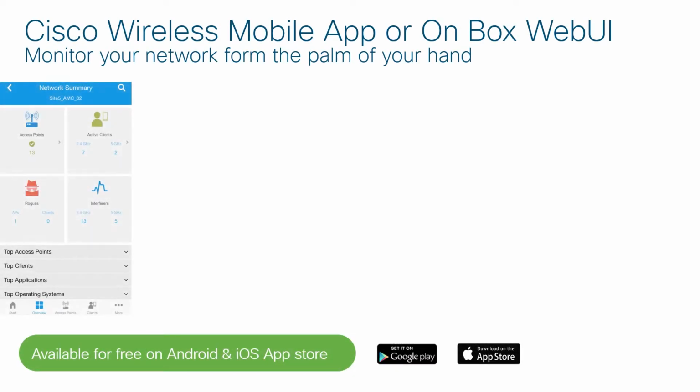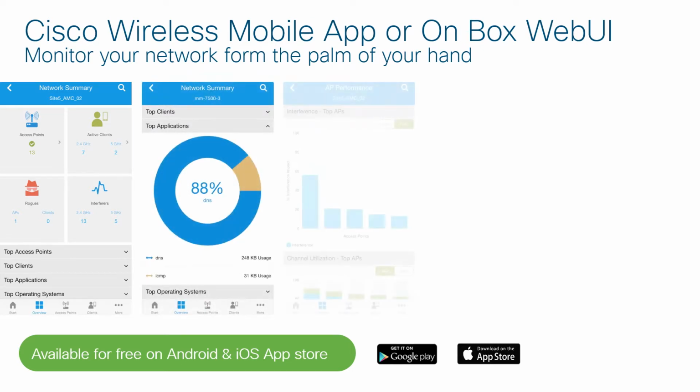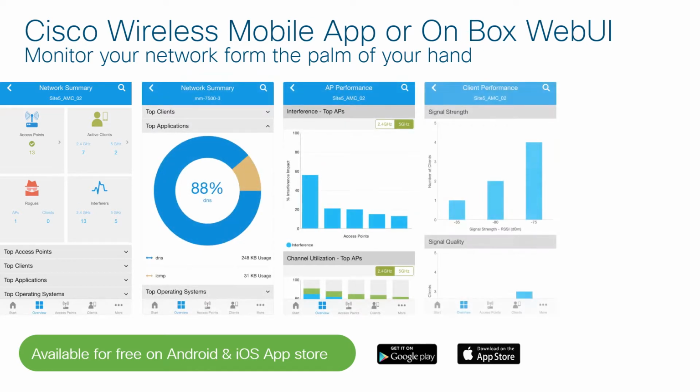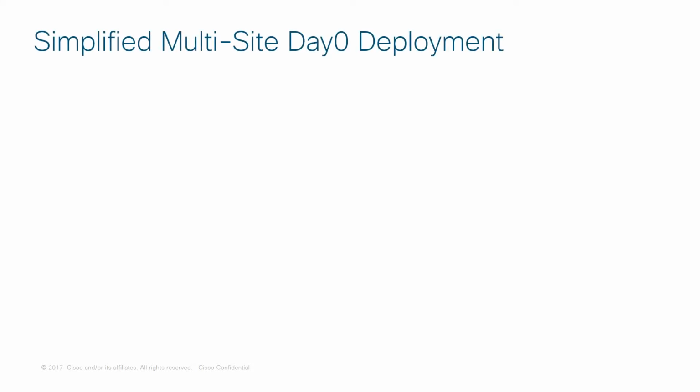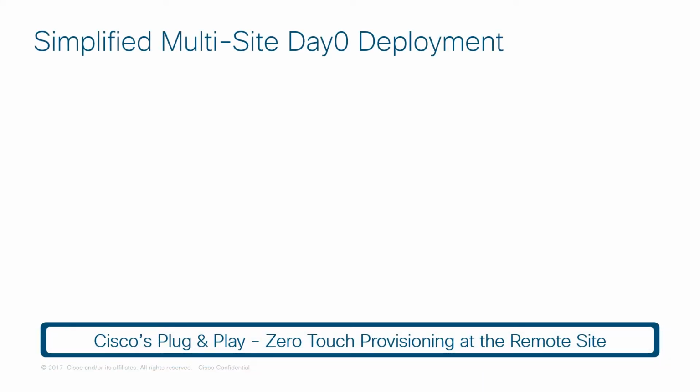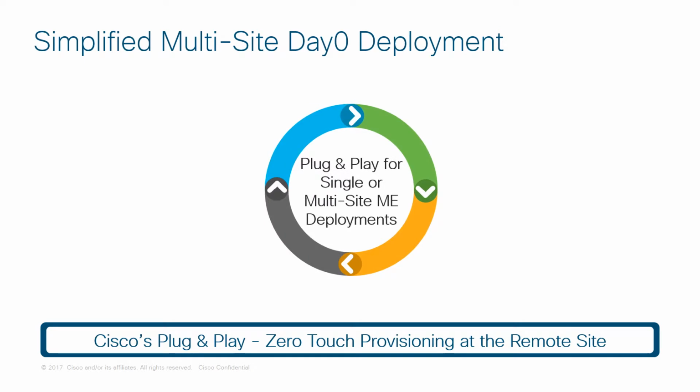Using these apps allows you to see what's going on in the network and provide first line of troubleshooting right from the palm of your hand. Download the app and try it out today. If you want to deploy multiple sites without sending an engineer on site, the Network Plug-and-Play solution is a very useful feature.